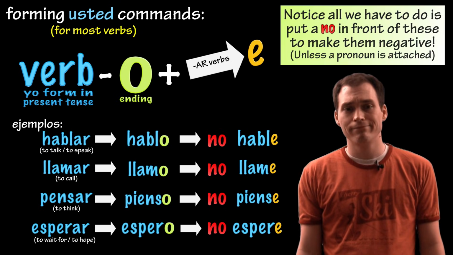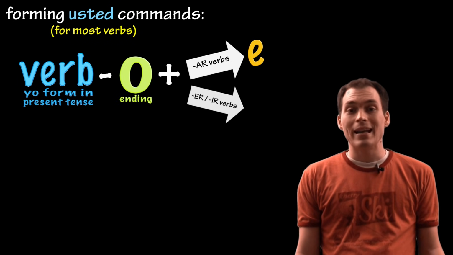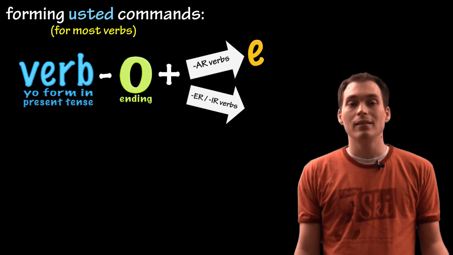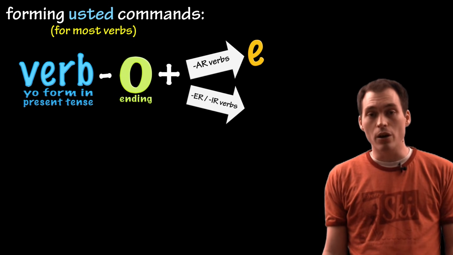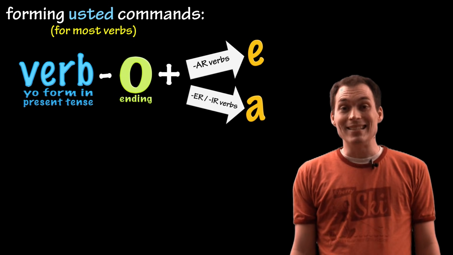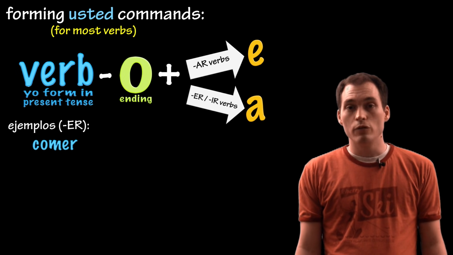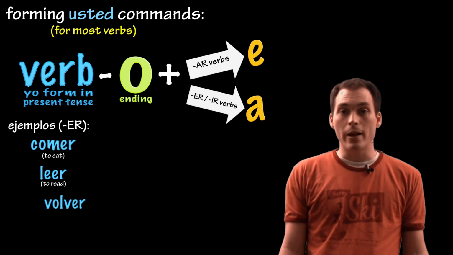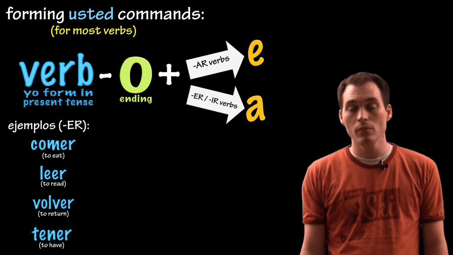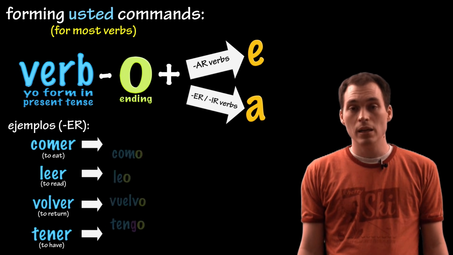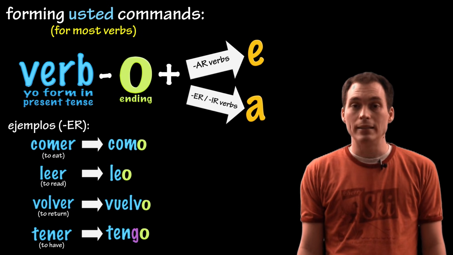Qué fácil. Now with the ER and IR verbs, we'll take the yo form of the verb minus the o and then add an a to the end instead of an e. Let's see some ER verbs changed. Let's use comer, leer, volver, and tener. So first change them to the yo form, and we'll have como, leo, vuelvo, and tengo.